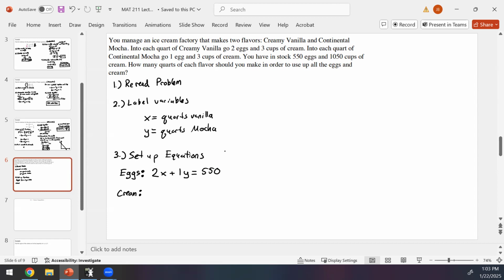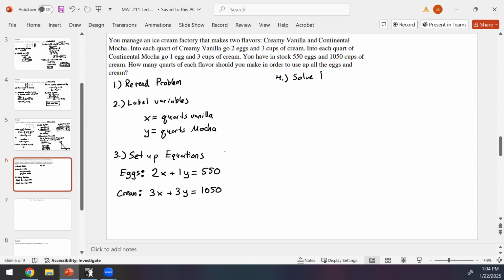And then I apply the same idea to cream. 3 cups of cream for vanilla, and then 3 cups of cream for mocha. And I use 1,050 cups. Once you have done the equations, that's probably the hardest part of this whole problem, to set up. Now you get to pick whichever method you want to use to solve, unless they tell you in the directions, like, hey, I need you to use this method. So for us, you can just solve whichever one you want.